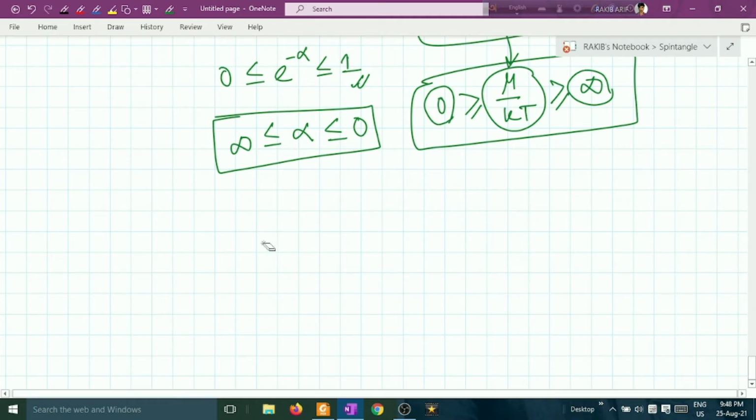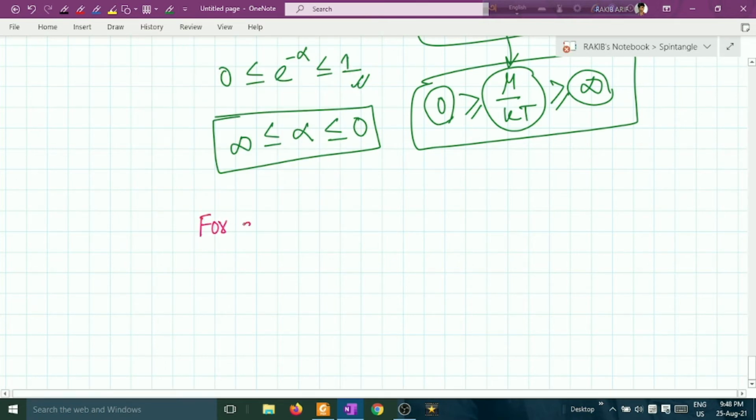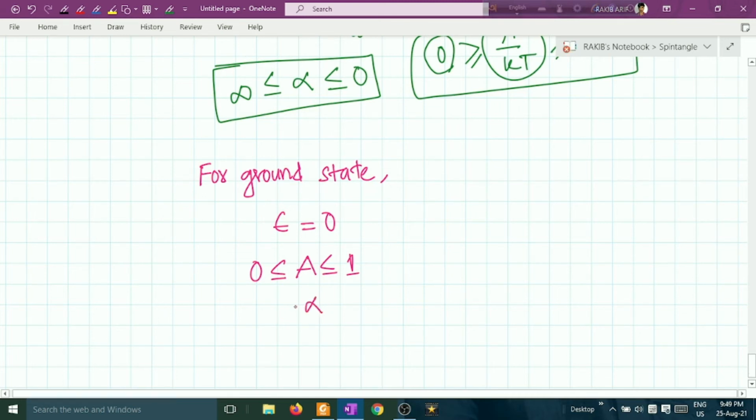Now I am concluding this. For the ground state, E is equal to 0, A is equal to 0 to 1, and alpha is, I am not writing infinite, alpha is greater than or equal to 0. I think alpha is less than or equal to 0, and mu will be less than or equal to 0. This is the chemical potential.